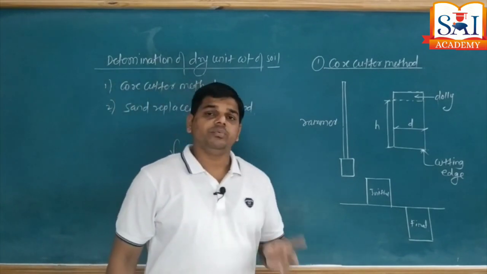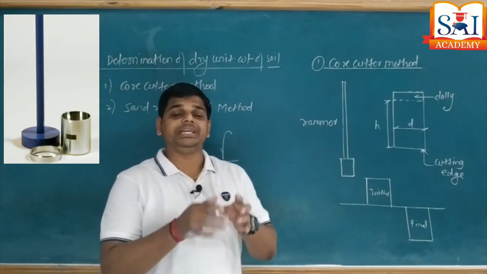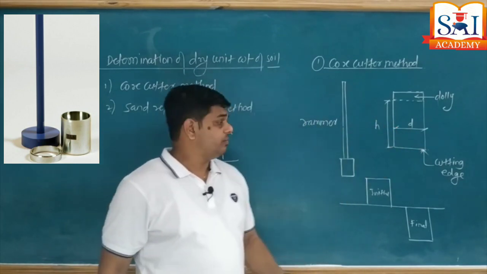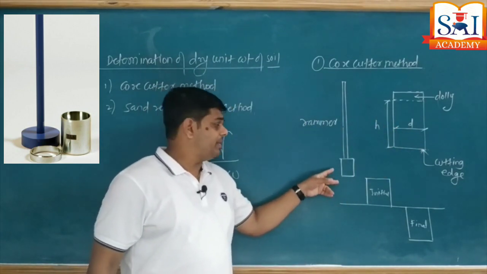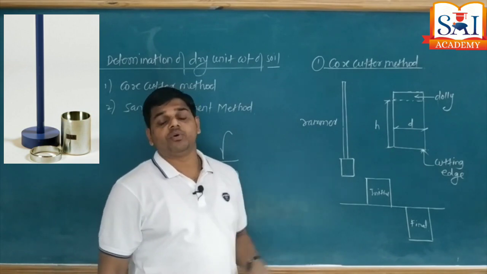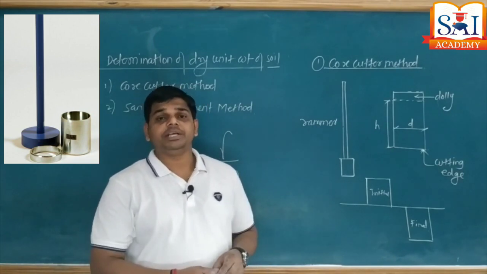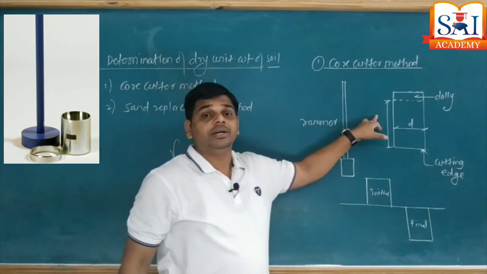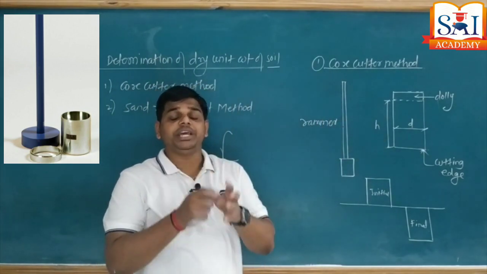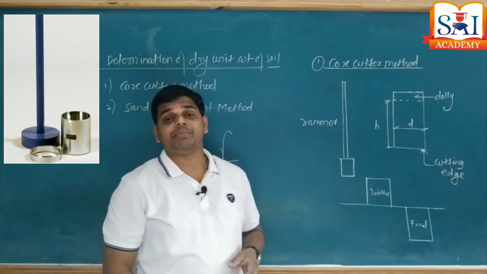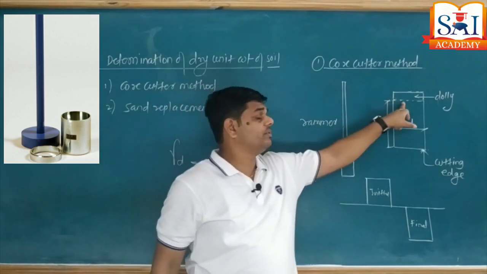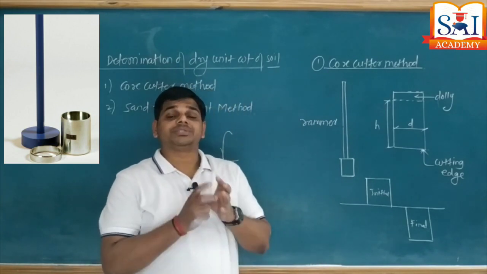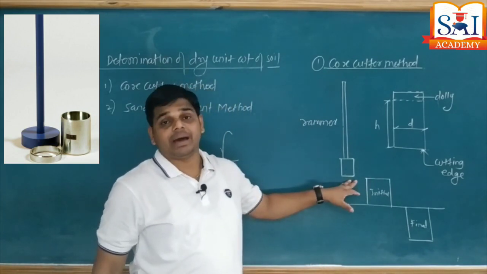In the core cutter method, we require a cutter whose internal diameter is D and height is H, and we require a rammer of weight approximately 3 to 4 kg. The purpose of the rammer is to apply compaction energy on the top of the cutter. To avoid breakage or the direct impact of the rammer on the cutter, we provide a dolly. The dolly is provided to sustain the impact from the rammer.